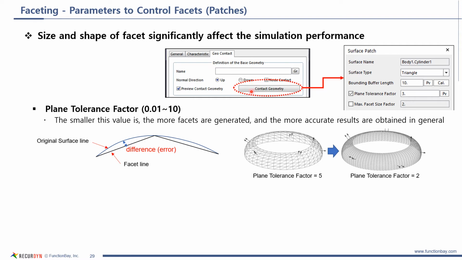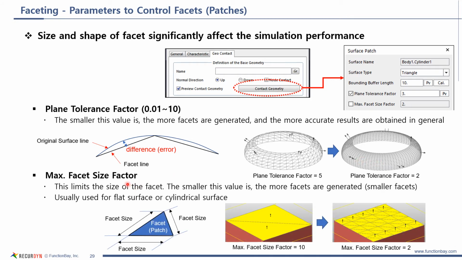There are differences between the curvature and the facet lines. It is kind of error. Smaller tolerance means smaller error is allowed. The smaller this value is, the more facets are generated, and the more accurate results are obtained in general.